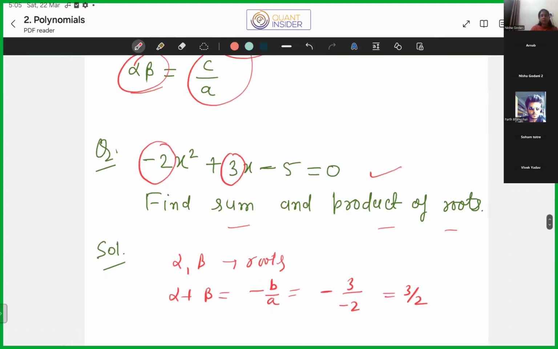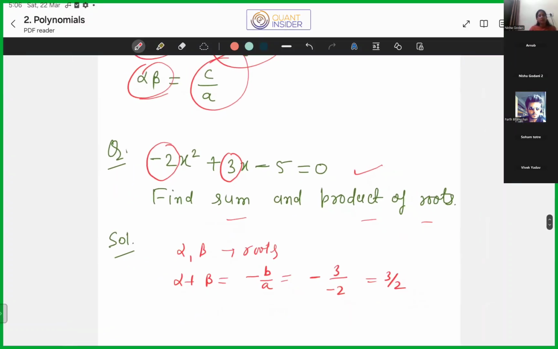So without finding the roots, you have the sum of the roots. Okay. Similarly, you can find the product of the roots. What will be the product of the roots? It is equal to c upon a. So c is minus 5. So minus 5 upon a, which is minus 2. Minus minus cancel. 5 by 2.